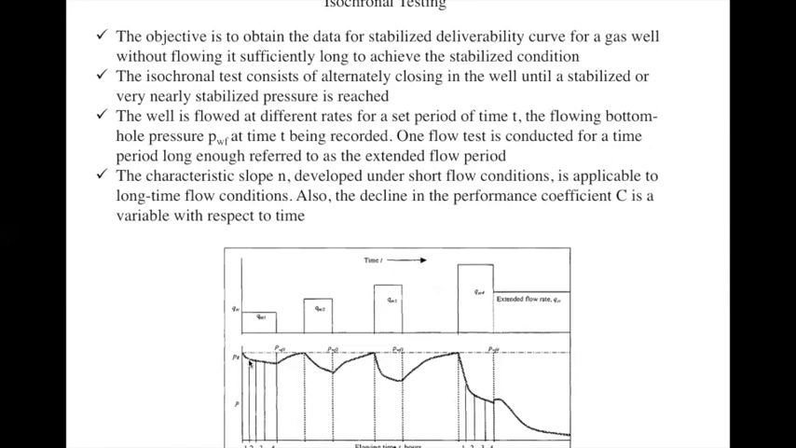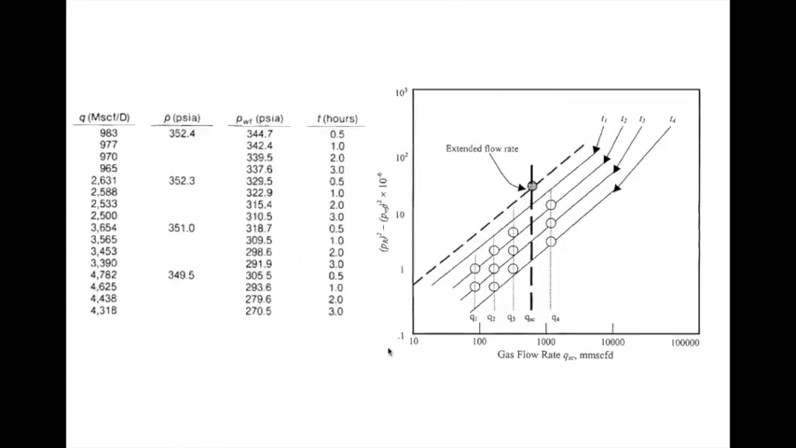Now once you have taken the data at transient point, that is not the actual deliverability curve, because for deliverability you have to reach the pseudo steady state. So each line which is showing the slope n, they have not reached the stabilized pressure, therefore they will not represent the actual deliverability curve. So actual deliverability curve is shown by the last test, which is the extended test which is conducted.